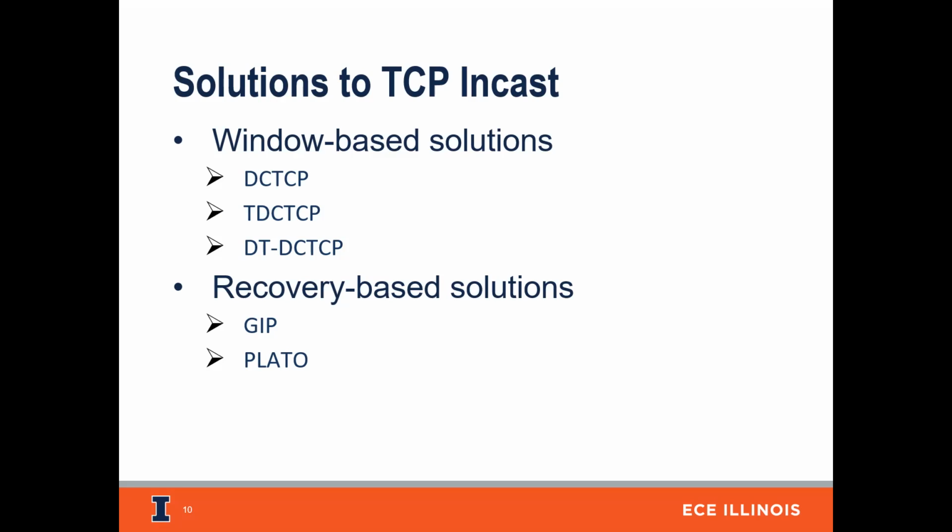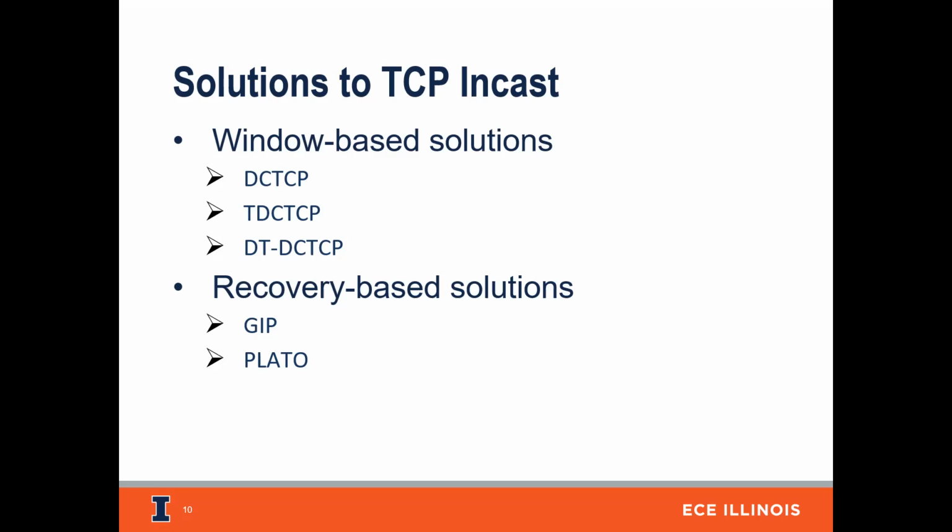Another group of solutions is recovery-based solution. It mainly focuses on reducing impact after packet losses. An example is GIP, which stands for Guarantee Important Packets, and Plato, which is a packet labeling scheme.